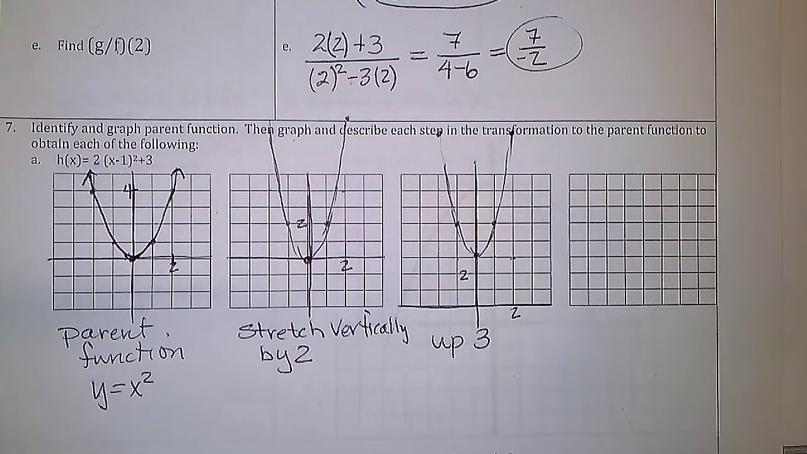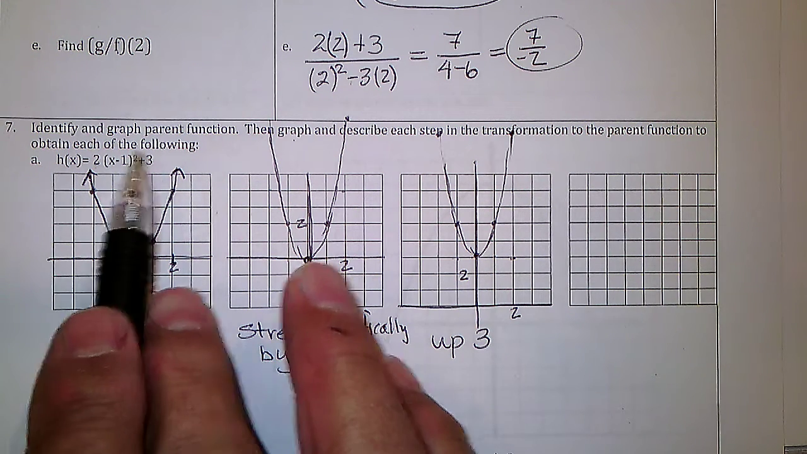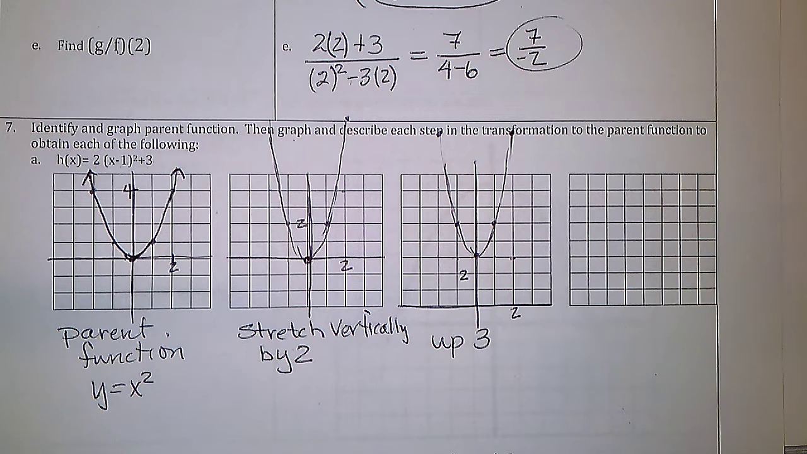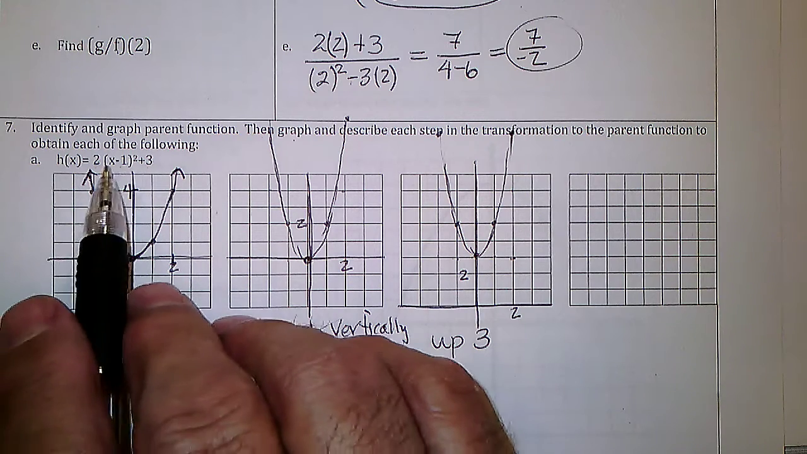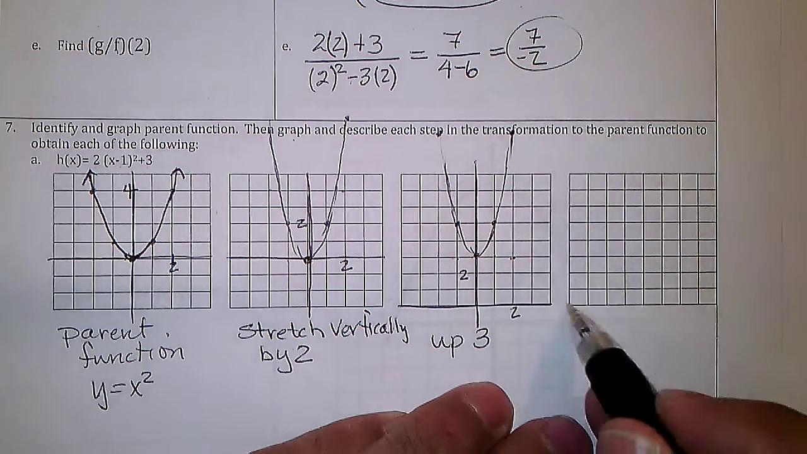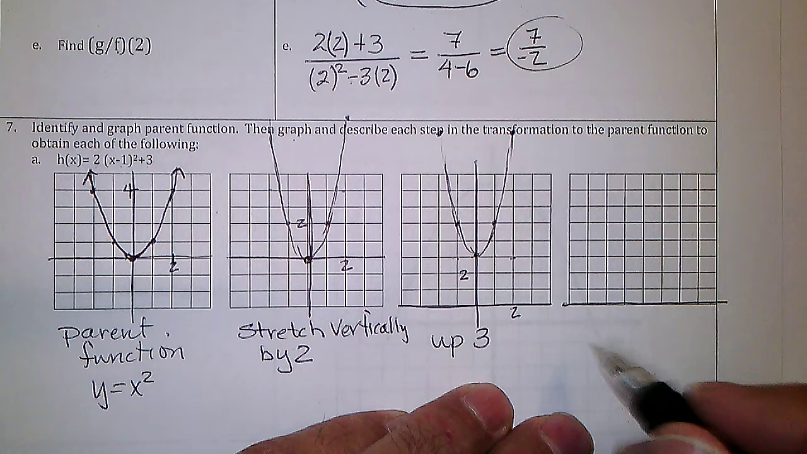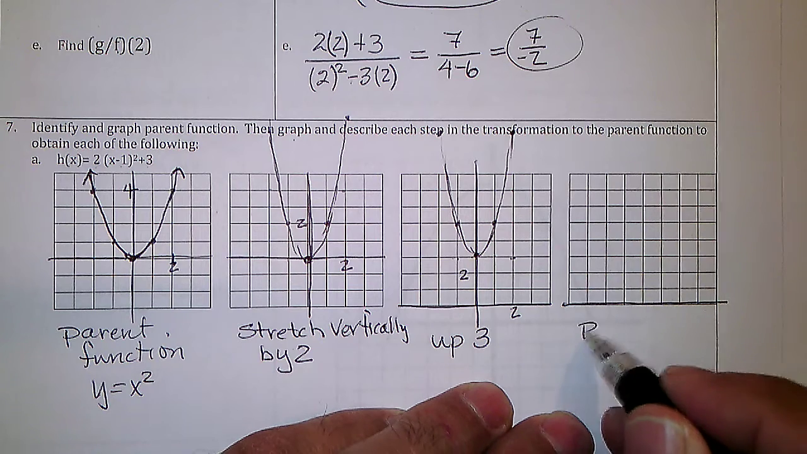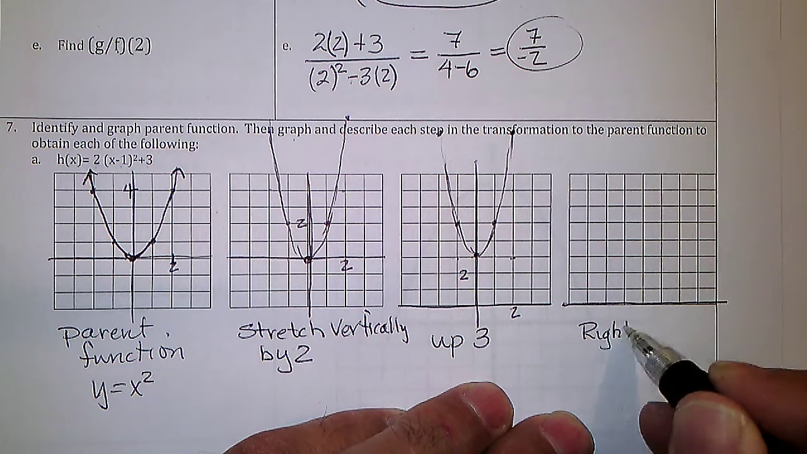And then finally, so I did the 2, I did the 3, I didn't do the minus 1 inside. That's inside. It's the only thing inside. And so it goes opposite of the order of operations, and it does opposite of what you think. So subtracting 2, you would think it'd go minus 1, but it goes plus 1. So it goes right 1.